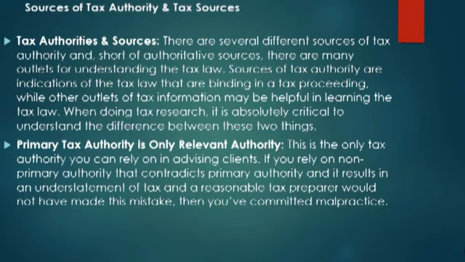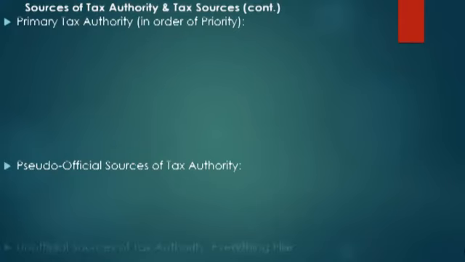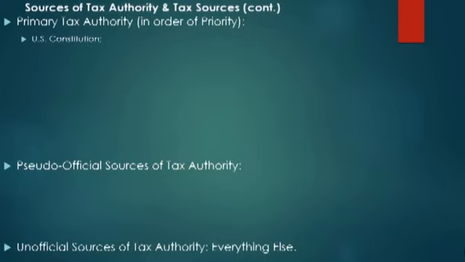And so you're really in trouble if there's primary authority out there that contradicts your position, and you relied on non-primary authority. So primary authority, we're going to go in order of priority here. You have first primary authority, then you have pseudo-official sources of tax authority and unofficial sources of tax authority. So primary authority, you're going to start with the U.S. Constitution. Not a whole lot in there, frankly, but there is some tax law in the Constitution.